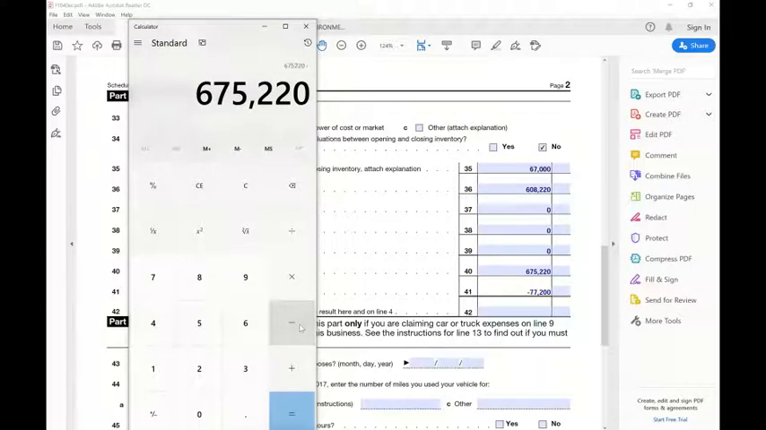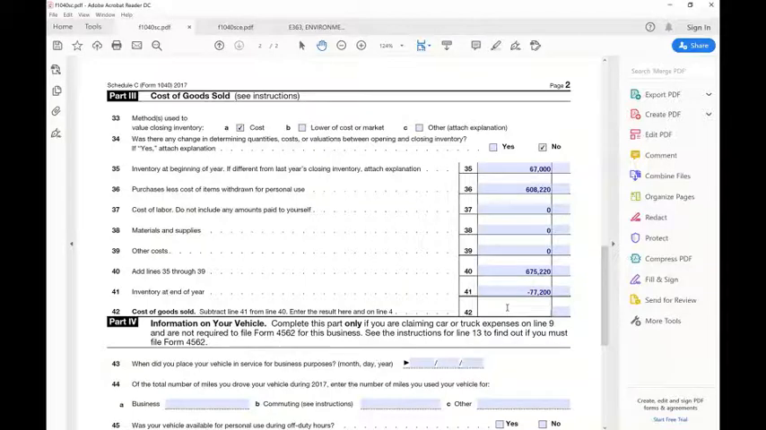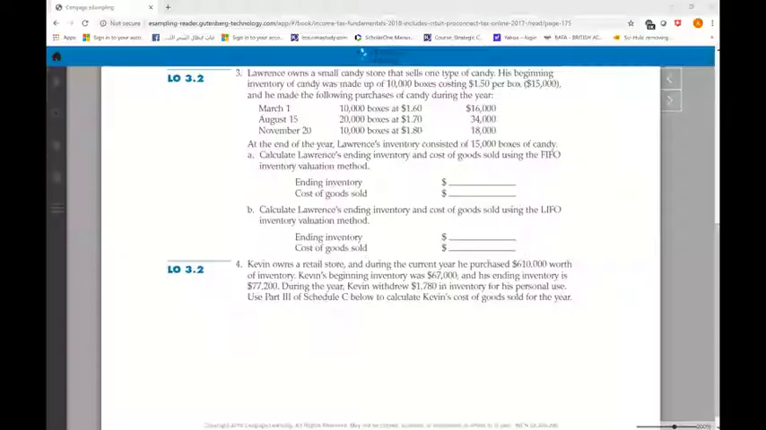So from this total, which is the cost of goods available, minus 77,200, we have now 598,020. So this is mainly the cost of goods sold: 598,020. And this is the answer to problem 4.